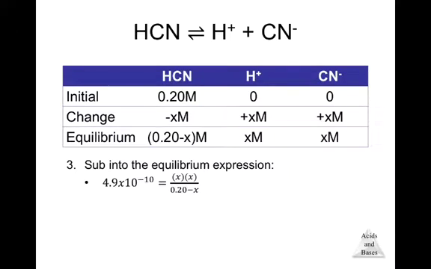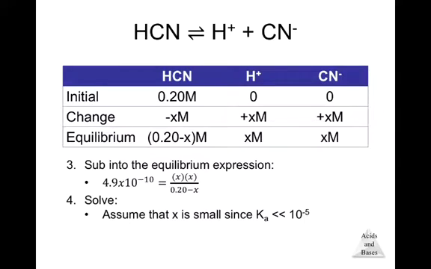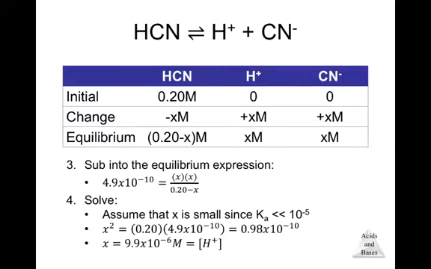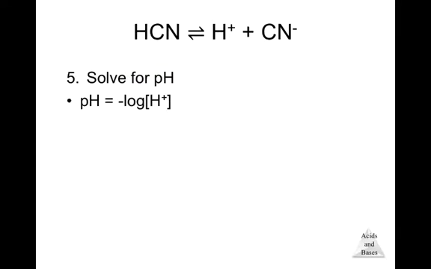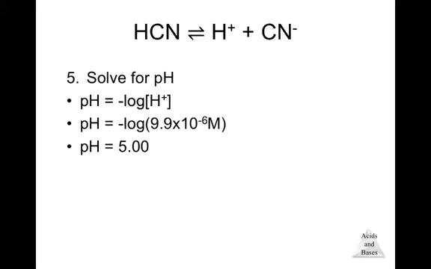We're going to put this into our equilibrium expression. So x times x over 0.2 minus x. And we can use our little trick. Ka was still very small. It was much less than 10 to the minus 5. So we can assume that this x is negligible. So we can just assume 0.2. So x squared is 0.2 times 4.9 times 10 to the minus 10. And it's 0.98 times 10 to the minus 10. So that's our concentration of H+, right? So now we just have to get our pH for that. The pH is the negative log of that. So negative log of 9.9 times 10 to the minus 6. pH should be 5.00. So hopefully that's what you got.